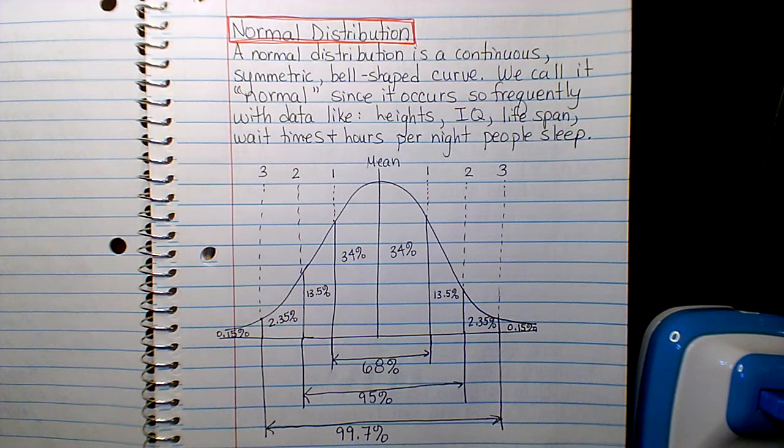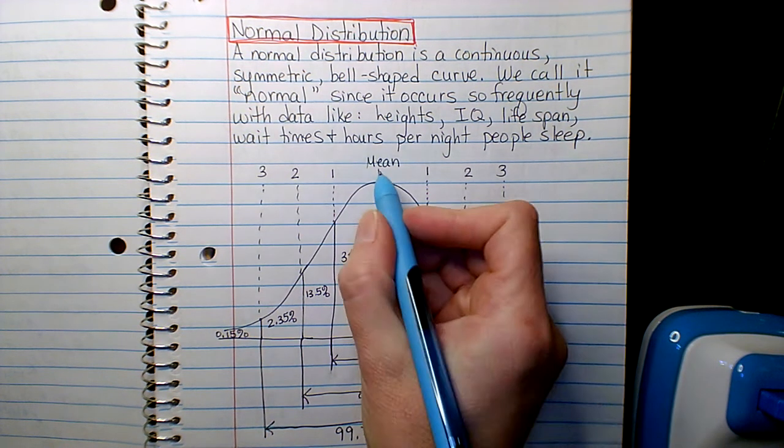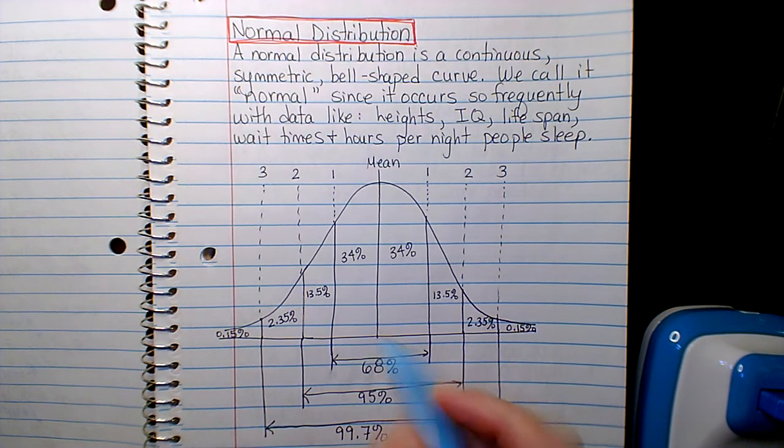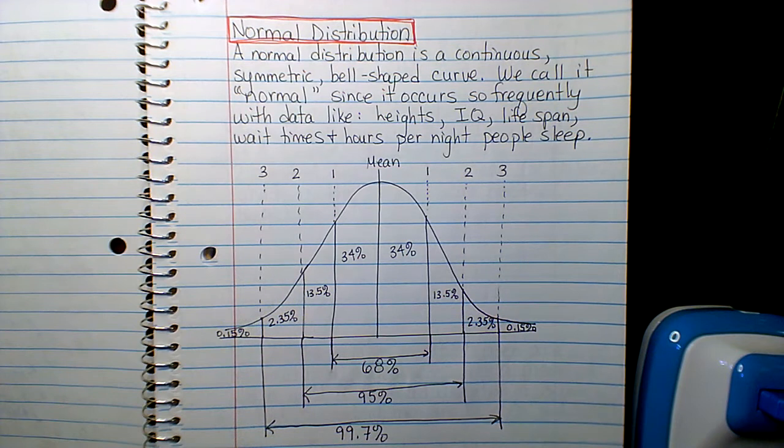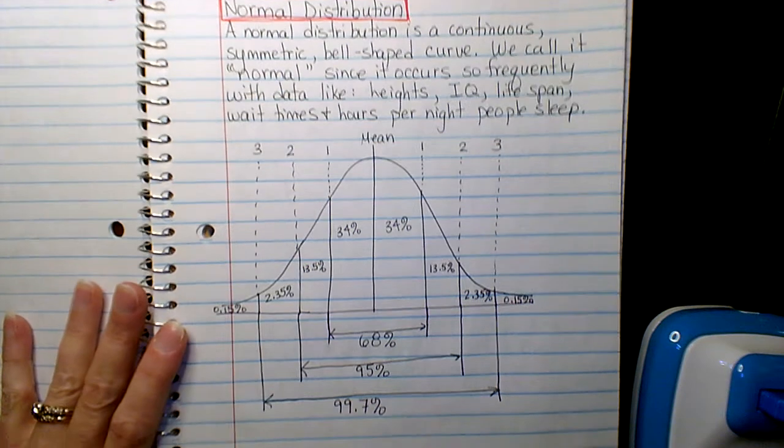It is a bell-shaped curve that is symmetrical on both sides of the mean. The mean is right there in the middle, and it is very symmetrical about the mean. It may not be a perfect normal distribution, but it's pretty darn close. Now, here's how this distribution shakes out.